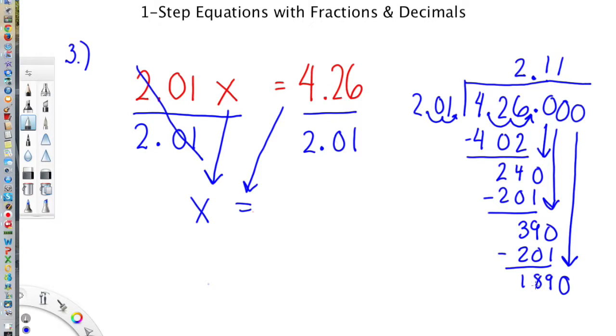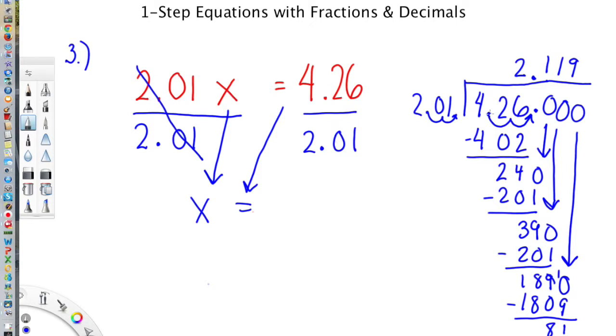201 will go into 1,890, I believe, 9 times. And I will get 9 times 1 is 9, 9 times 0 is 0, 9 times 2 is 18. And when I subtract, I will get a remainder of 81. I'm going to stop there.